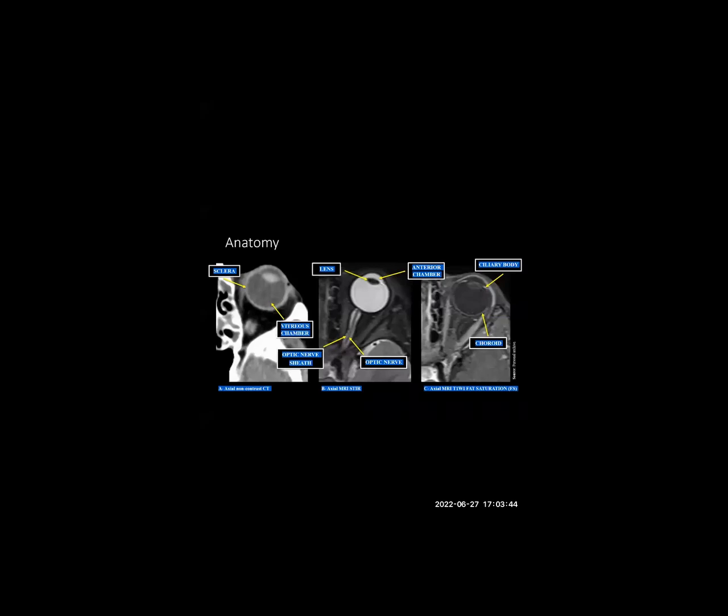Let's start with the anatomy. The lens, the sclera, the vitreous chamber. This is not so important for radiology unless there is hemorrhage, which presents with changes of the density or the intensity. The optic nerve, the choroid, and the retina, the ciliary body, the insertion of the lens in lens dislocation.